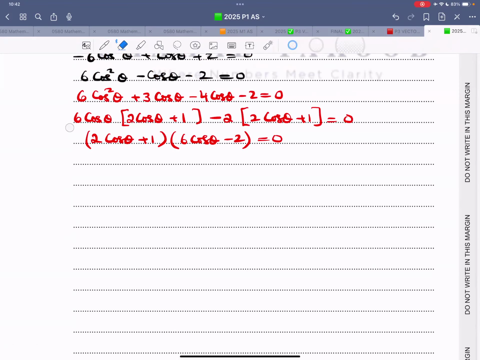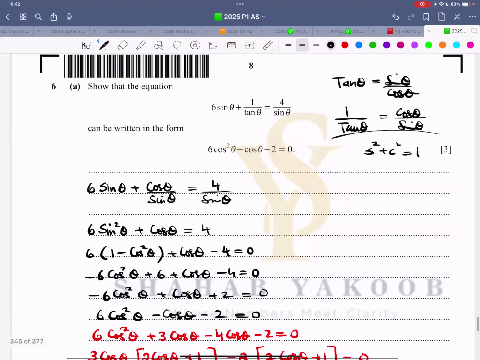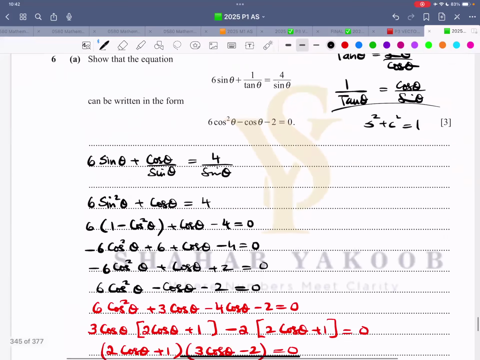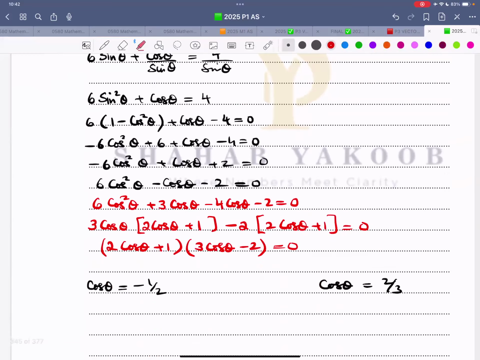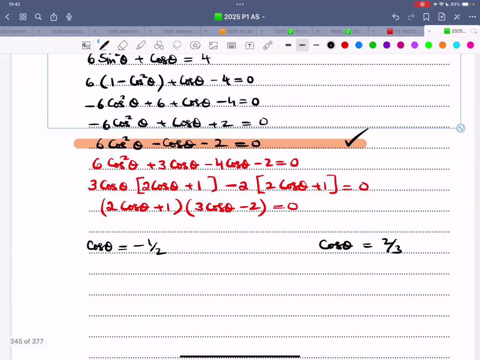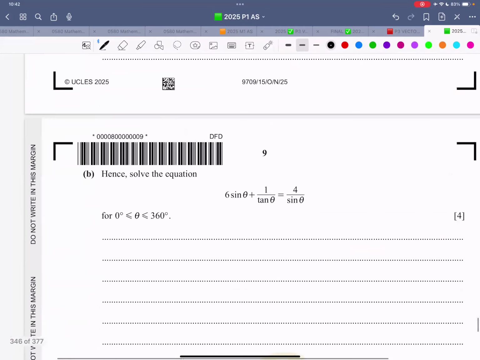My bad, there is one small error. Let me work in the same color. That is, 3 is common, and this is 3 over here. Okay, so now let me work it out. Cos theta equals negative half and cos theta equals 2/3. What is the range? First of all, that is the first part, which can be written in this form. My bad, I think I went a little bit overboard. Up till here, that is part 1. That is done and dusted. So now once this is done, this is technically the next part.